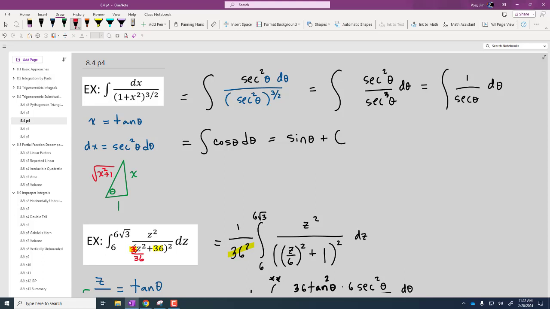And then all we need is sine from that triangle. Sine is opposite over hypotenuse. So that's x divided by the square root of x squared plus 1, plus c.